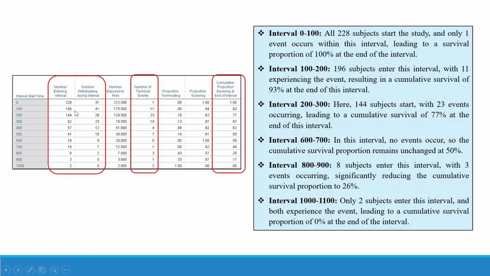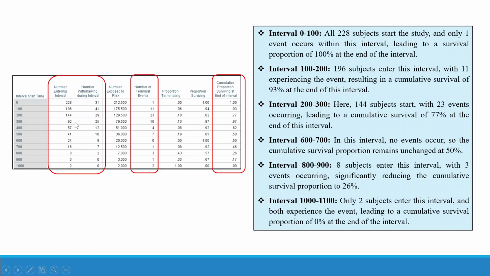Now we will understand how we will get these figures. 228 at time period 0 are alive, 31 withdrawn, and 1 death. So 228 minus 31 minus 1, 196. Now after 100 days, 196, 41 withdrawn, 11 deaths, 196 minus 41 minus 11, 144. 144 minus 29 minus 23, 92.